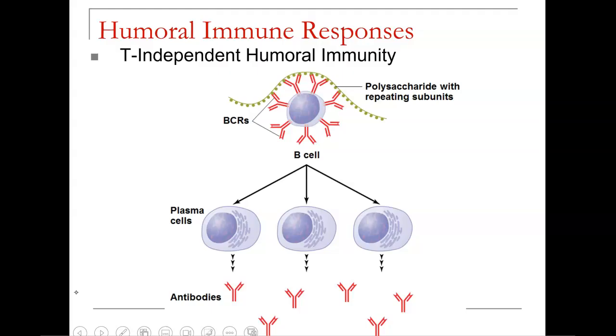Now, humoral immune responses are induced responses against exogenous pathogens. They are activated only in response to specific pathogens. And there are 2 different types of humoral response.